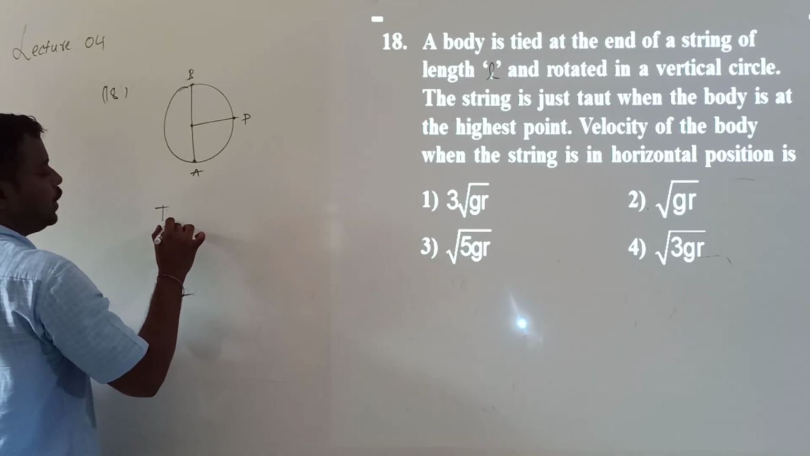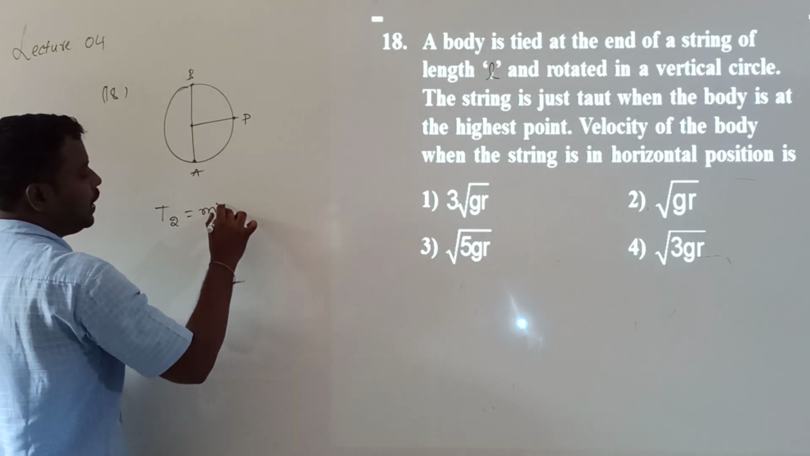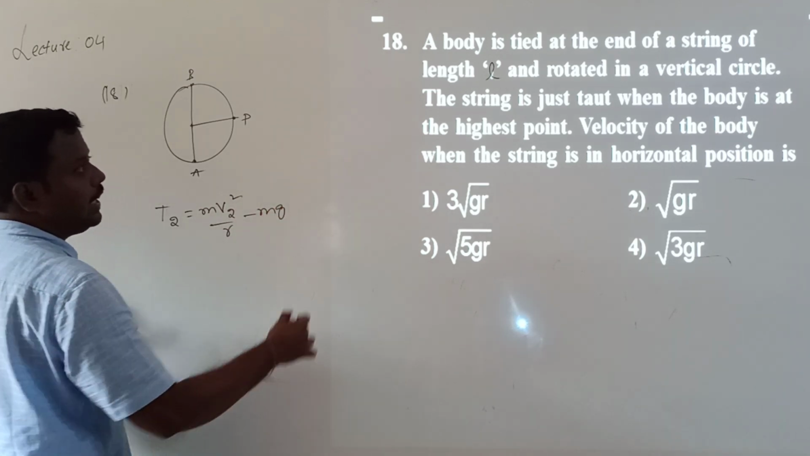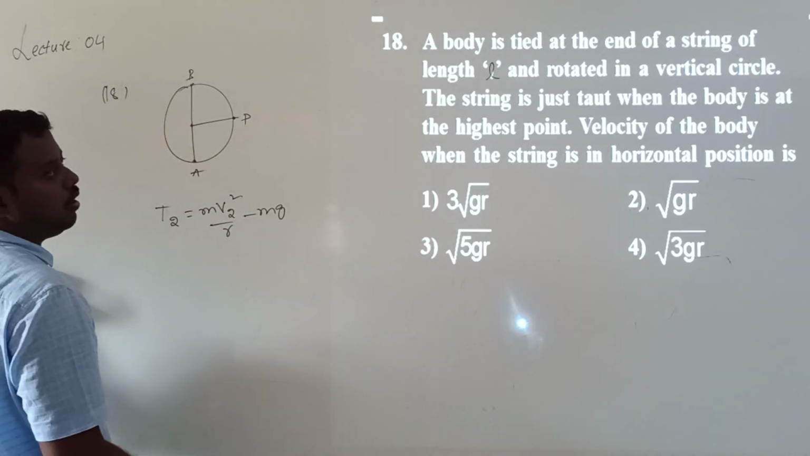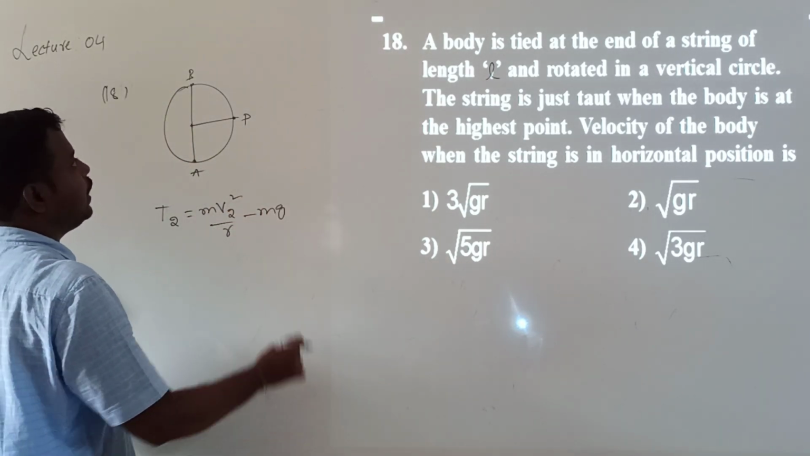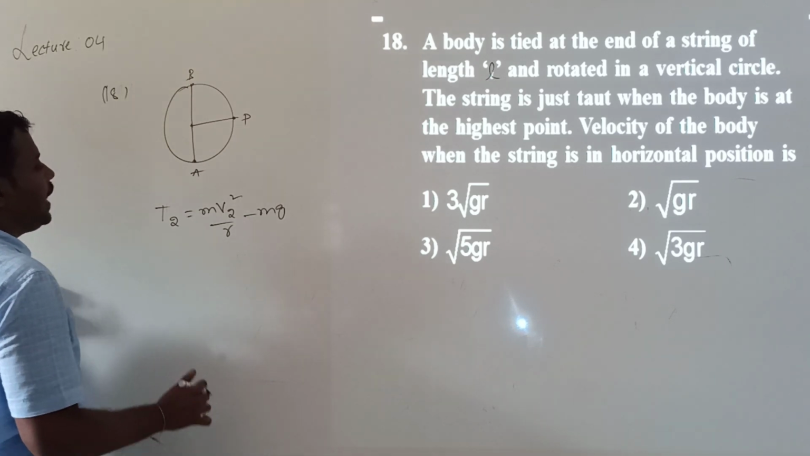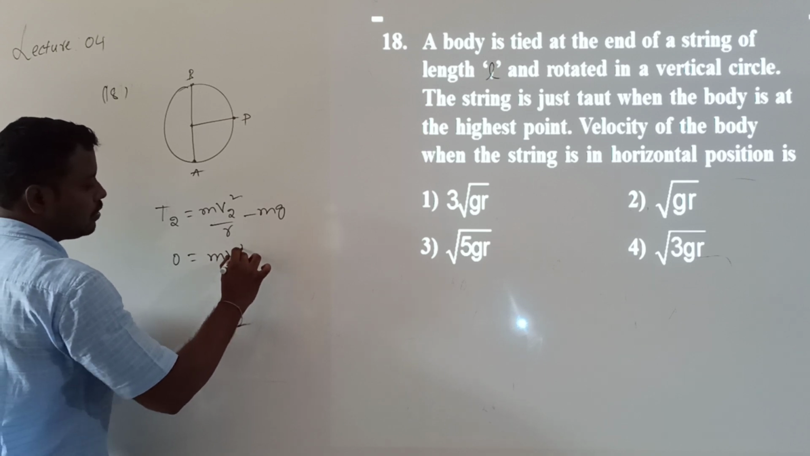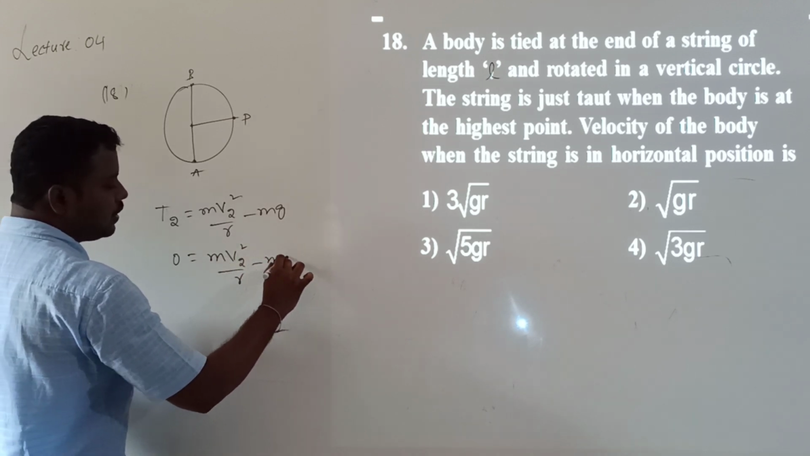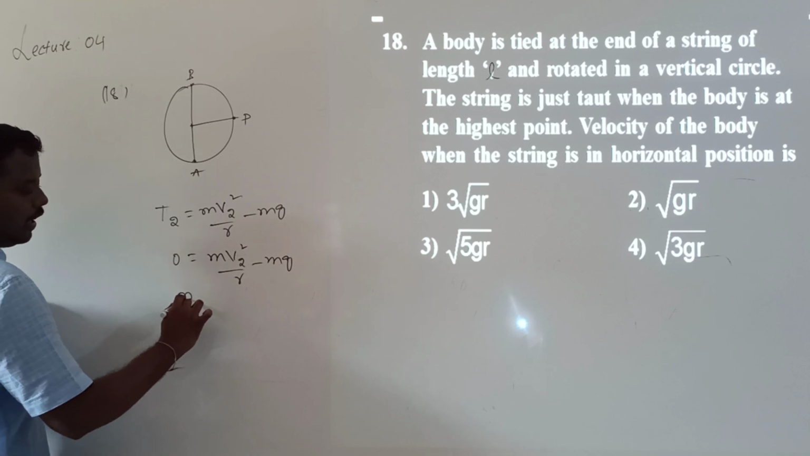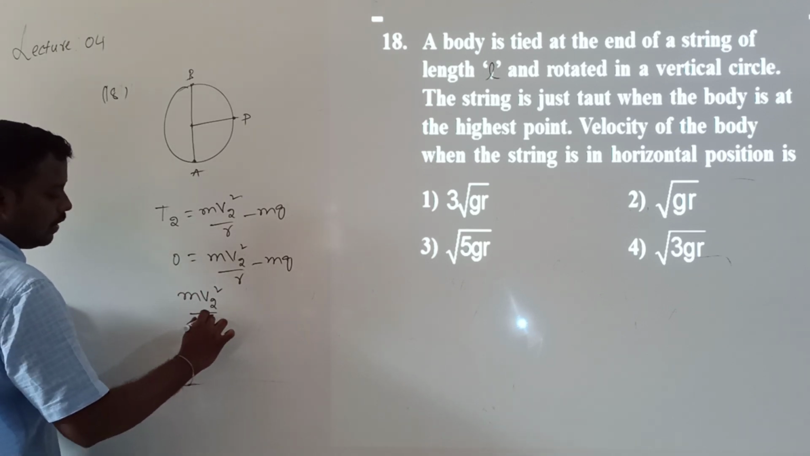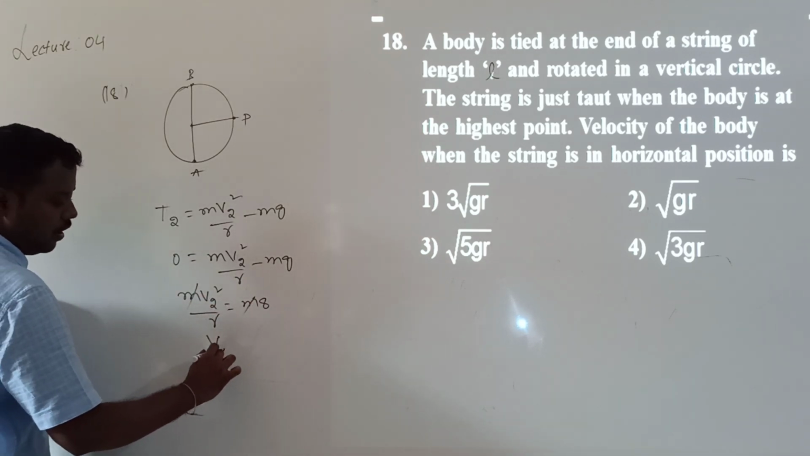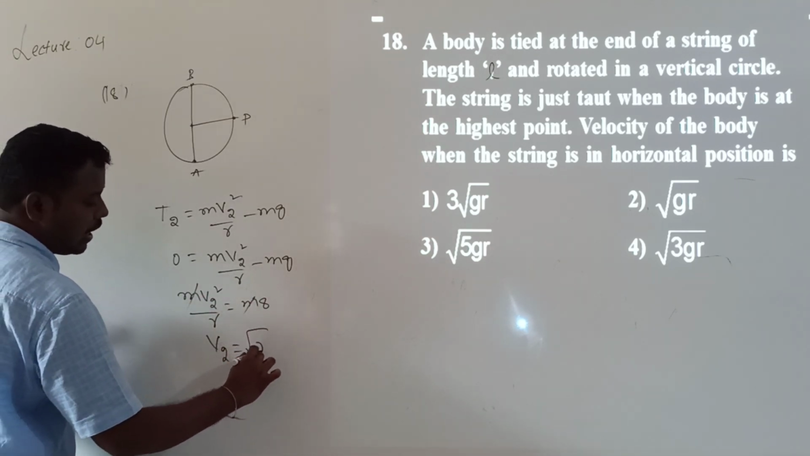So can I call it T2? T2 formula is m into V2 square by R minus mg. They are telling that the string was taut, it was about to go loose when it is at B. When T2 is 0, 0 is equal to m into V2 square by R minus mg. From this what do I get? m into V2 square by R is equal to mg. So the answer for V2 is root over R into G.